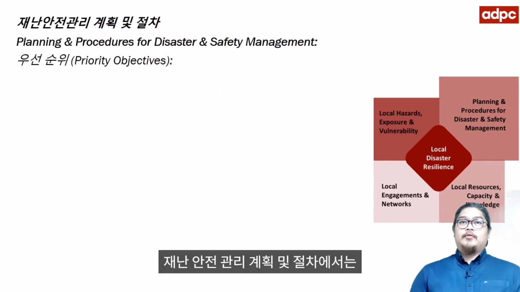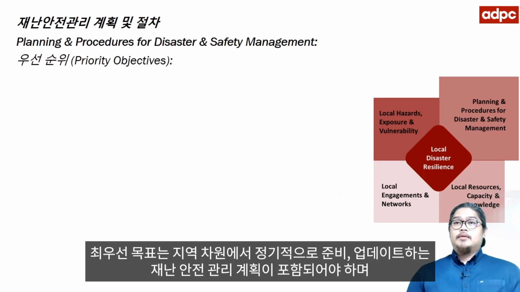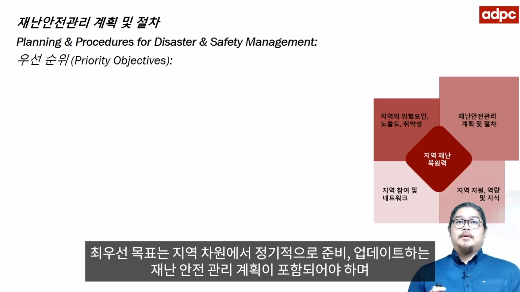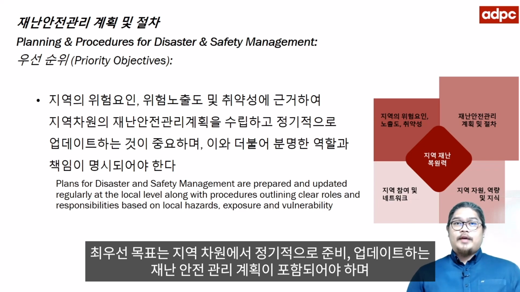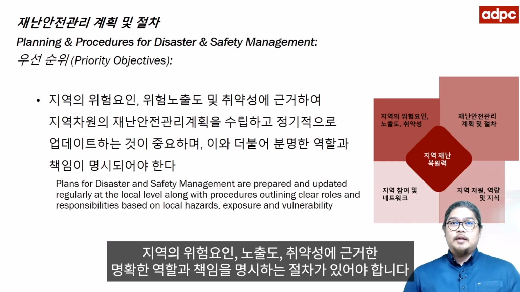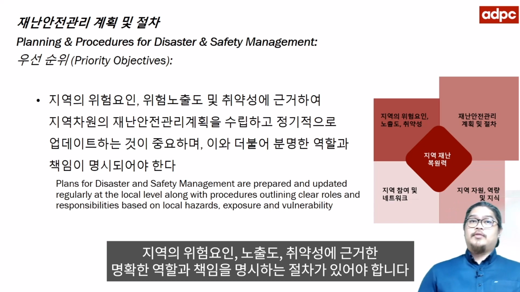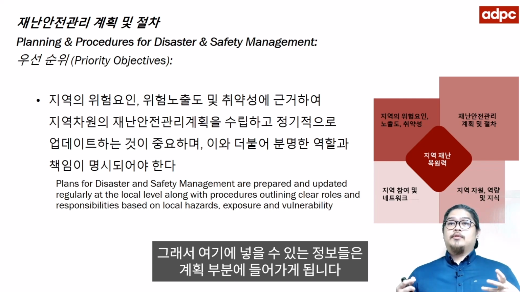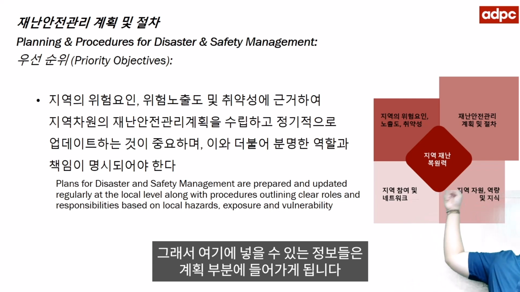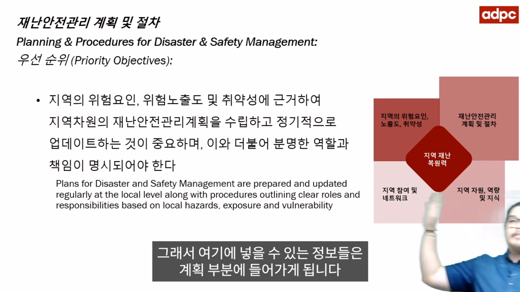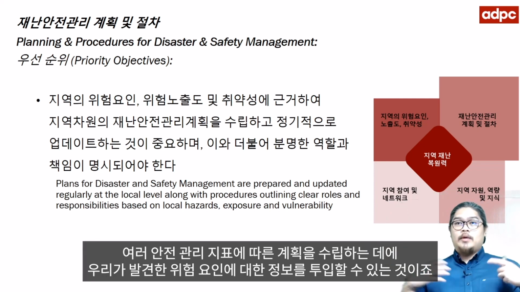Under planning and procedure for disaster and safety management, the primary objectives include planning for disaster and safety management, which are prepared and updated regularly at the local level, along with procedures outlining the clear roles and responsibilities based on local hazards, exposure, and vulnerability. So the information we were able to get in here has to fall into the planning part of it. The risk information that we were able to uncover provides input to how we plan for the different safety and management measures.